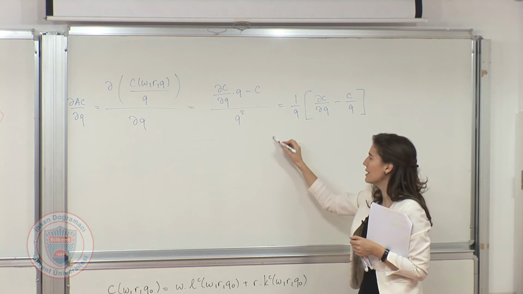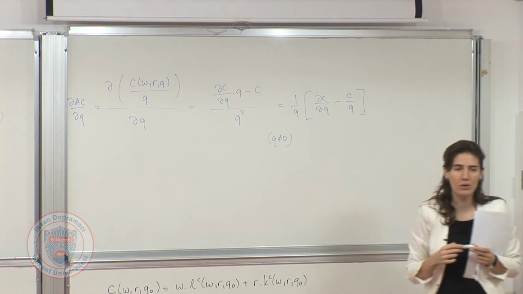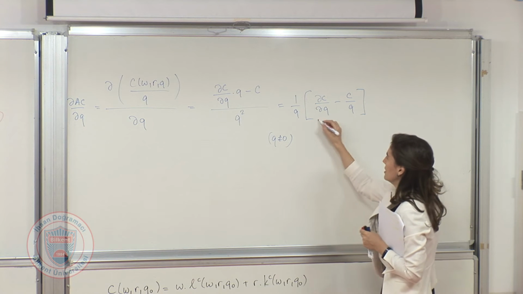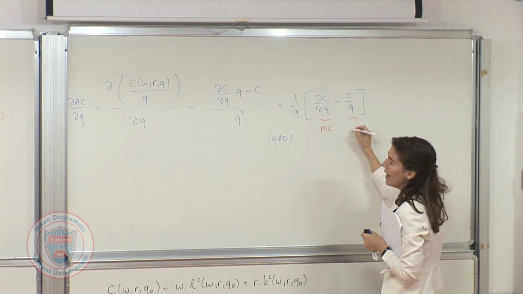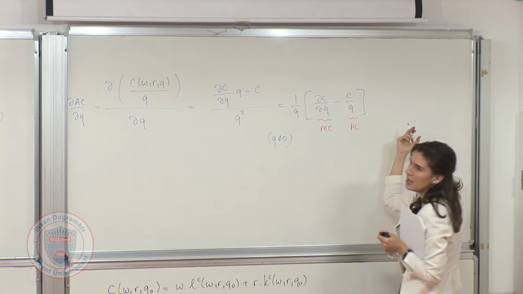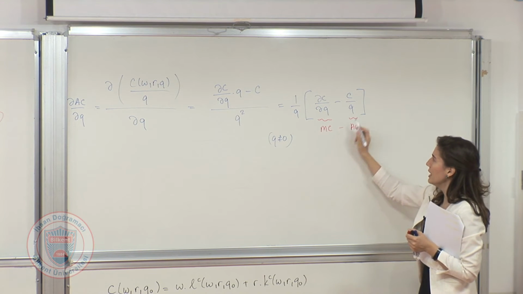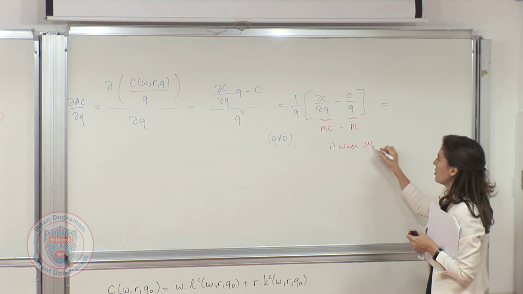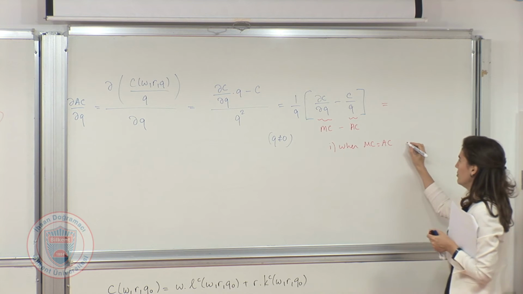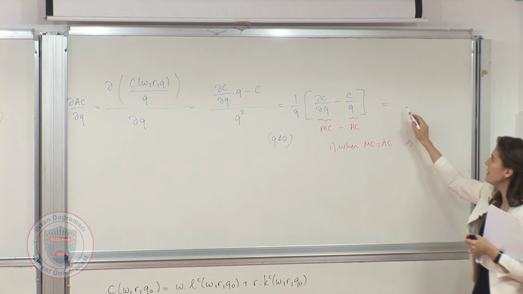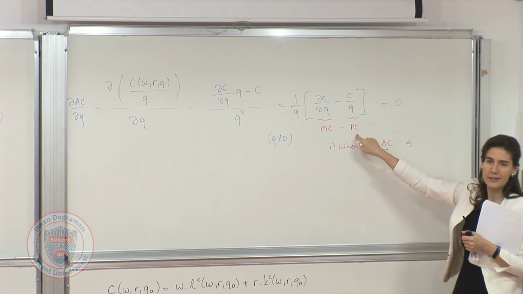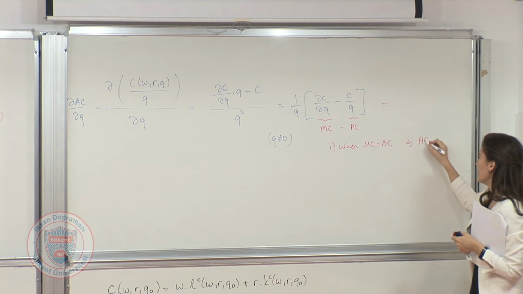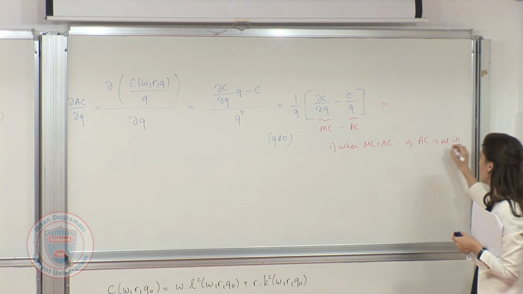And suppose Q is not equal to 0, then what do I have here? What is this term? Marginal cost, right? What is this one? Average cost. Now you see from here, when marginal cost is equal to average cost, this is going to be 0, right? Which means that average cost is at its minimum.